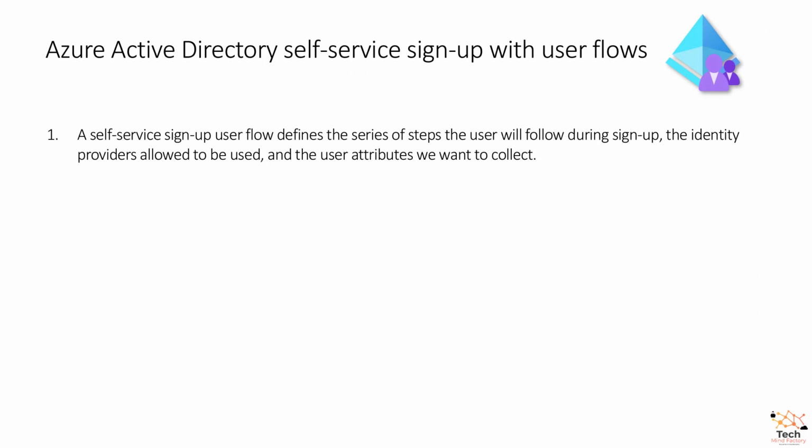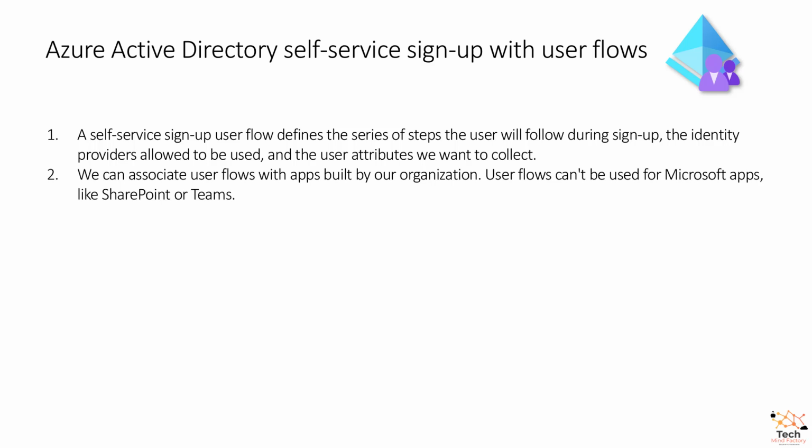Now, one of the features of Azure AD external identities is called user flows. So let's talk about Azure Active Directory self-service sign-up with user flows. A self-service sign-up user flow defines the series of steps the user will follow during sign-up, the identity providers allowed to be used, and the user attributes we want to collect. We can associate user flows with applications built by our organization. User flows cannot be used with Microsoft apps like SharePoint or Teams. We can associate one or more applications with a single user flow.